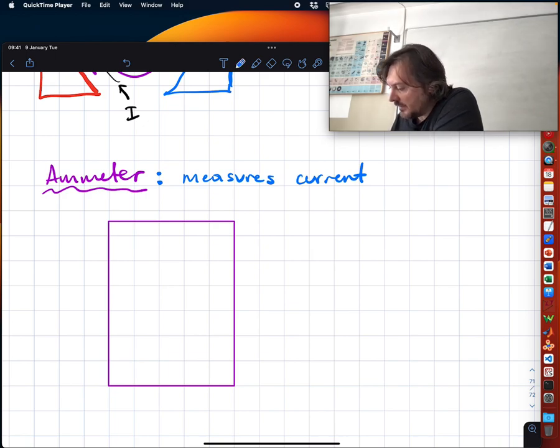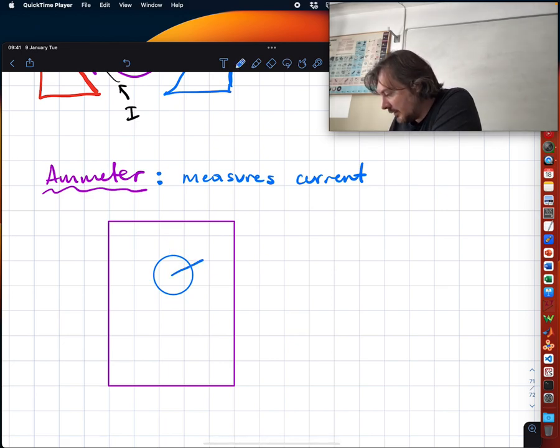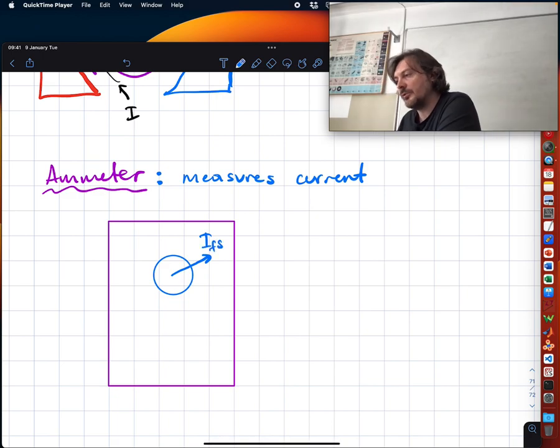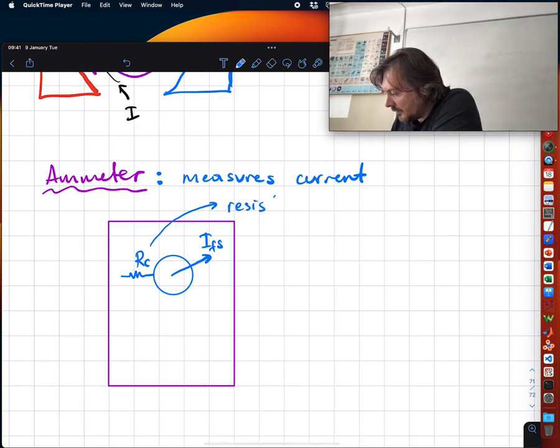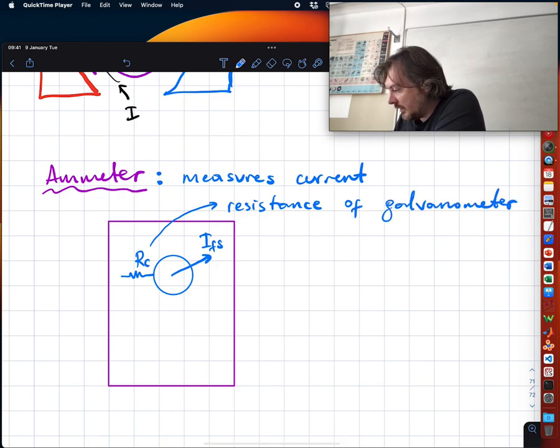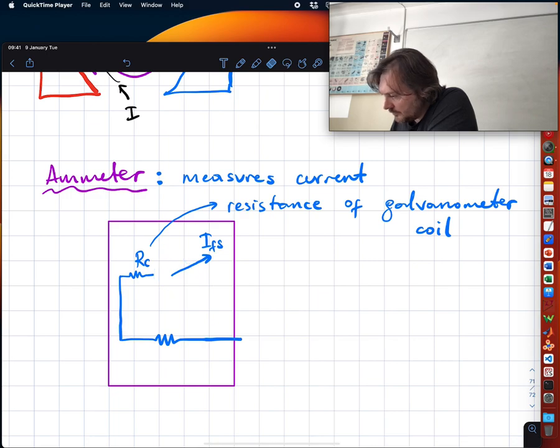And what happens here is that you have a galvanometer here, which has a deflection. So let me say it's right now pointing at full scale deflection. And its coil has some resistance, right? RC. This is resistance of galvanometer coil. Okay? What you do is you put a shunt resistance here. All right? RSH. Why do you put it?